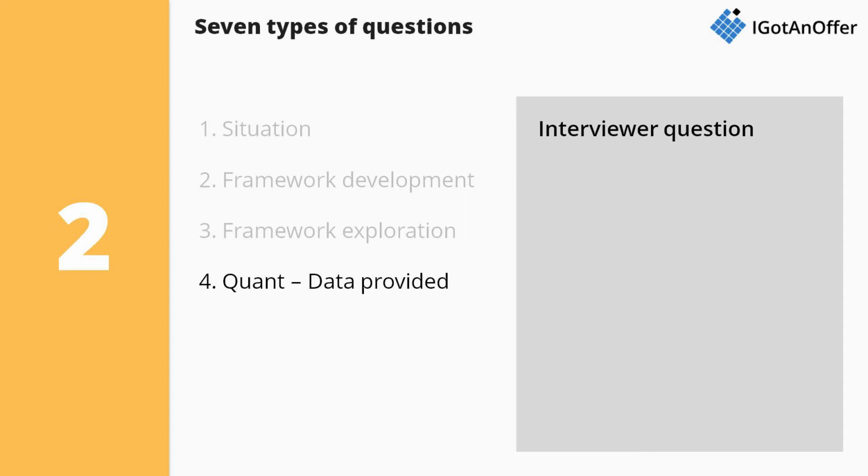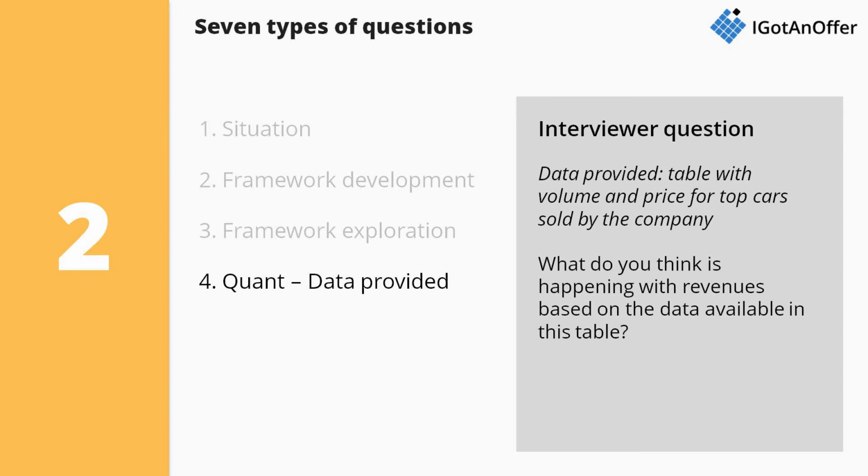Once you have agreed on a framework with your interviewer and explored it, they will often provide you with data in the form of texts, charts, or tables. This is usually the sign that your interviewer is about to ask you a quantitative question to test your data interpretation and math skills. For instance, in our car manufacturing example, your interviewer might provide you with a table showing volume and price data for top cars sold by the company.